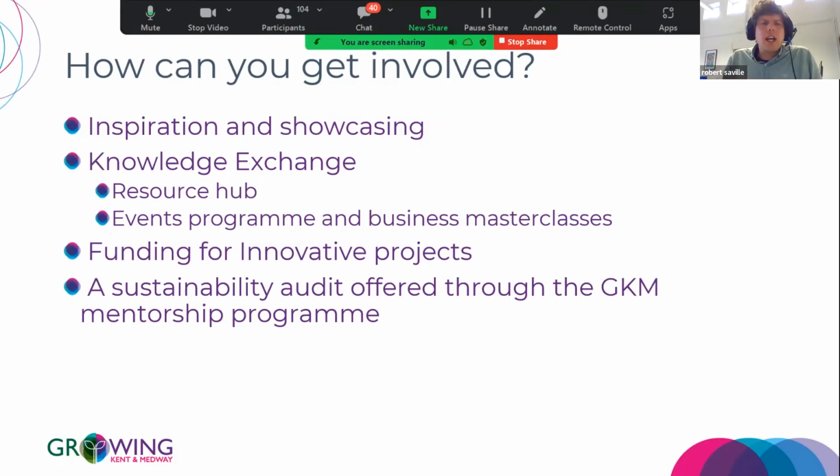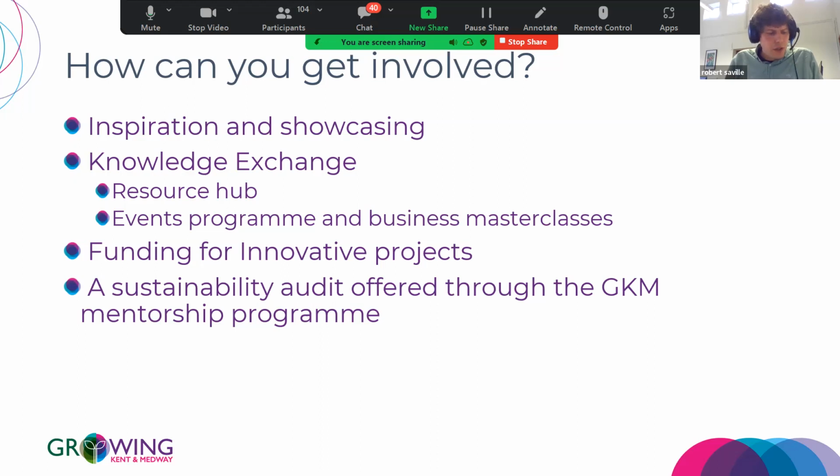With regards to the knowledge exchange, we are developing a resource hub tailored to our sector to support you in becoming more sustainable. We have an events program and business master classes which feature sustainability topics, among other aspects. We also have the R&D funding program, which, as I said, has sustainability and circularity at its core.